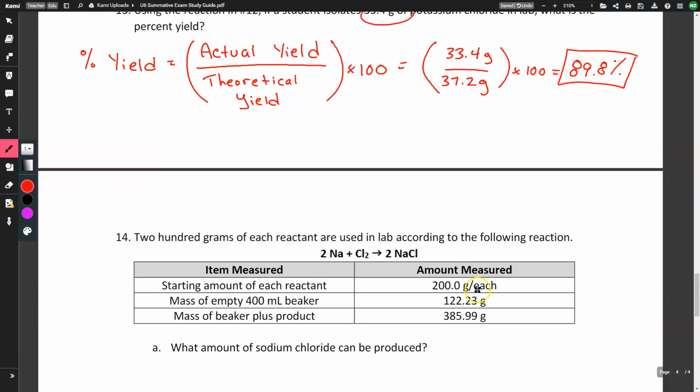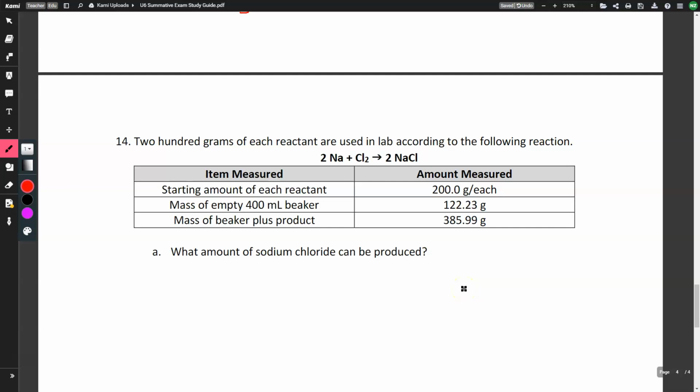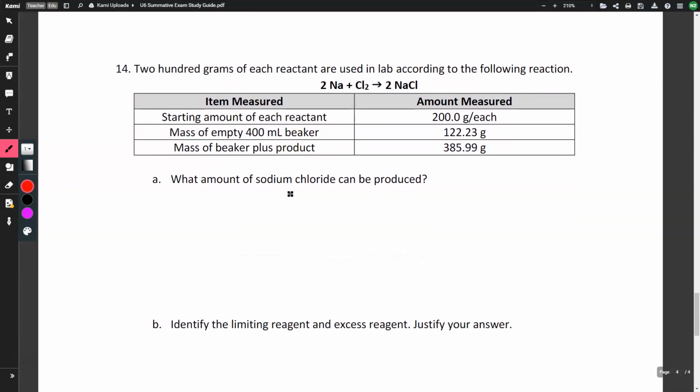All right, now we're moving on to the big leagues here. Okay, so this is the culmination of the unit. 200 grams of each reactant are used in the lab according to the following reaction. Okay, what amount of sodium chloride can be produced? So we have 2 reactants. We have sodium, we have chlorine. We want to figure out how much of the product we can make with each ingredient. So let's start by doing the sodium. So we have 200 grams of sodium.